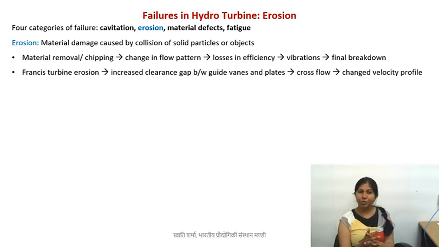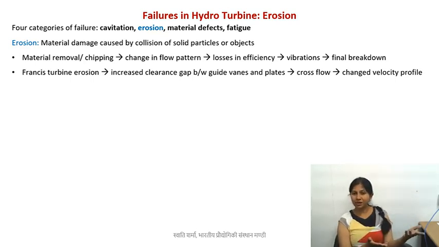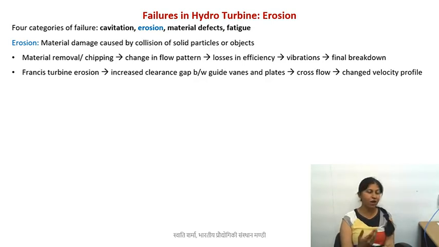So let's take an example of the Francis turbine. What happens in the case of a Francis turbine? You may also have the clearance gap increased between, for example, the guide vanes and the plates. And when the gap is increased, that also changes the flow pattern. You may have cross flow, for example. You may also have a changed overall velocity profile, and that is how it can lead to the final breakdown.